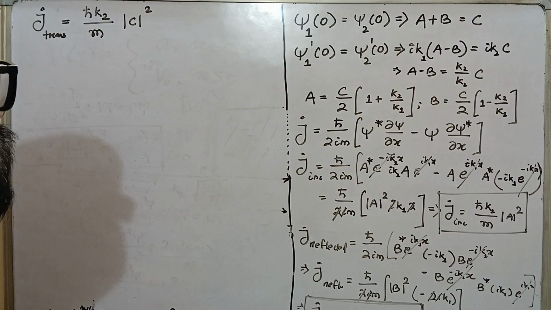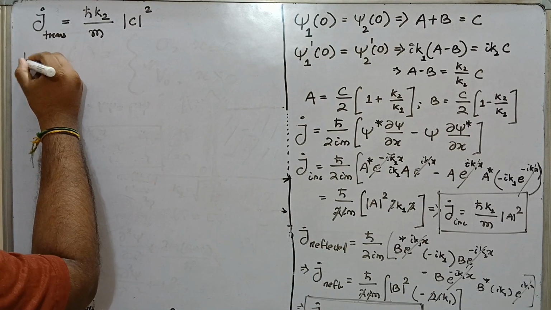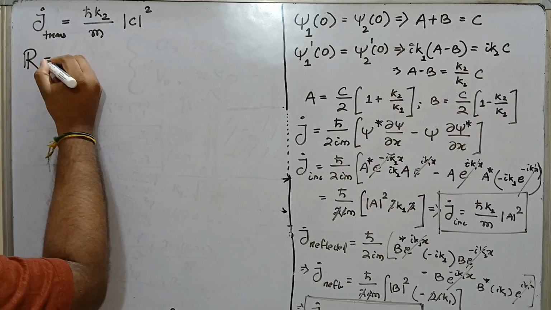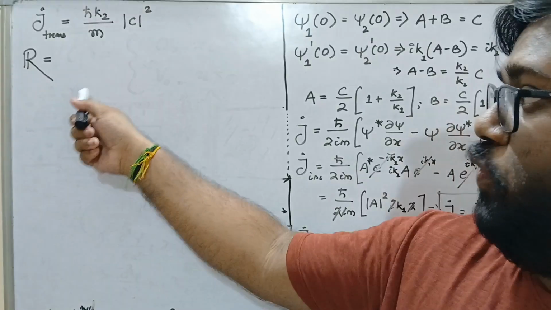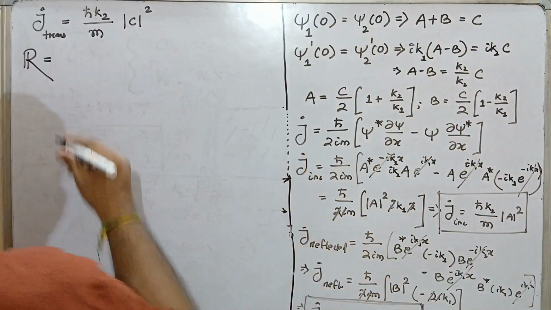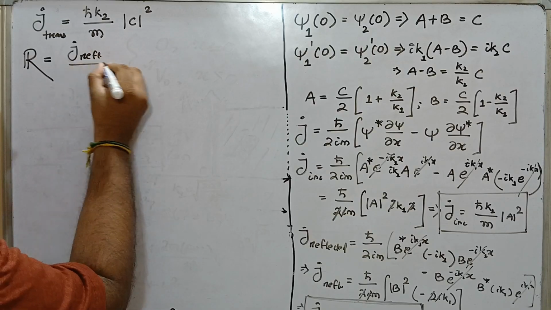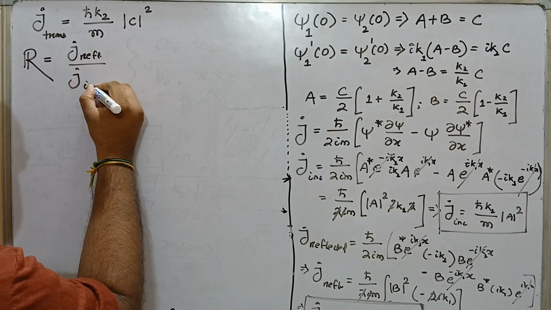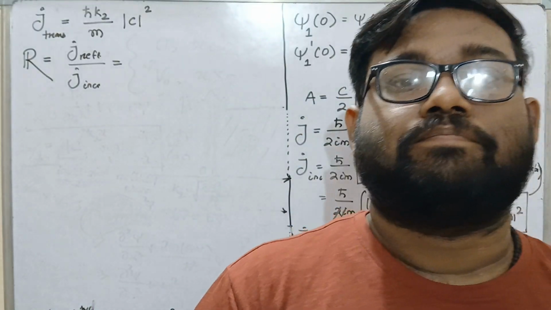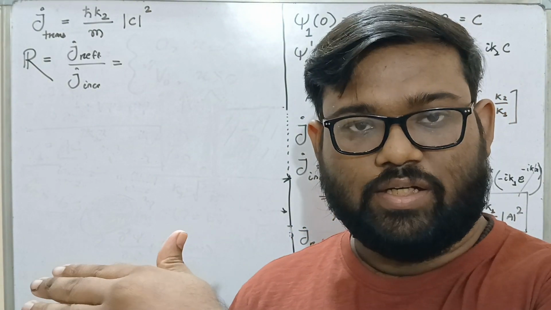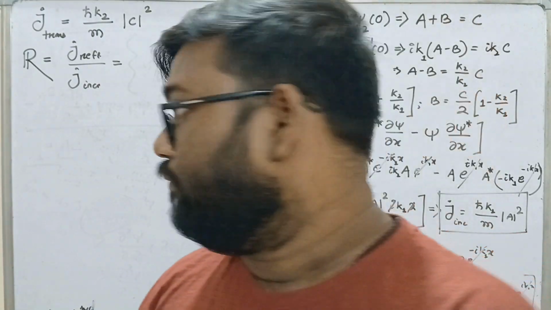Now, what do we have to find? We have to find reflectance. Reflectance is the coefficient of reflection. Now the coefficient of reflection is calculated as Z reflection divided by Z incident. It is the ratio between the probability current density of the reflected particles, or reflected wave, and the incident wave.